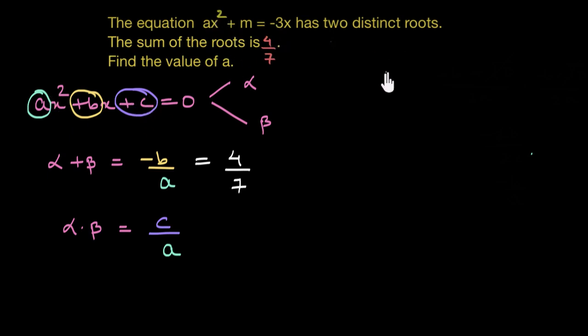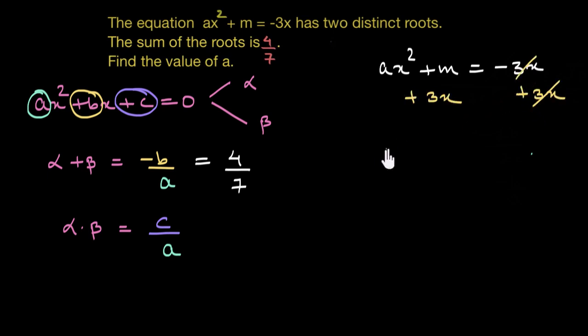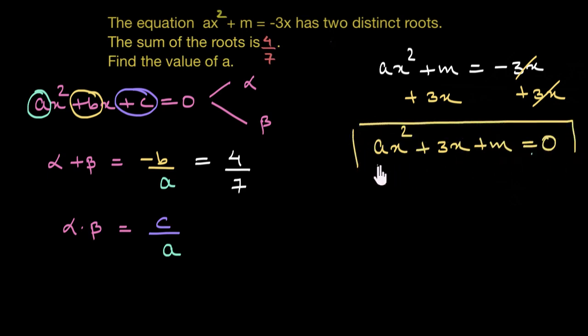In this case, we have ax² + m, and this is equal to -3x. So we need all the terms on one side of the equation. In order to do that, we add 3x on both sides. So plus 3x and plus 3x, and this and this cancel out. So we are left with ax² + 3x + m, and this is equal to 0. So now our quadratic equation is in standard form.